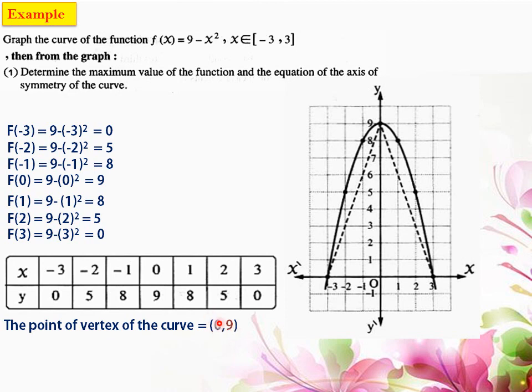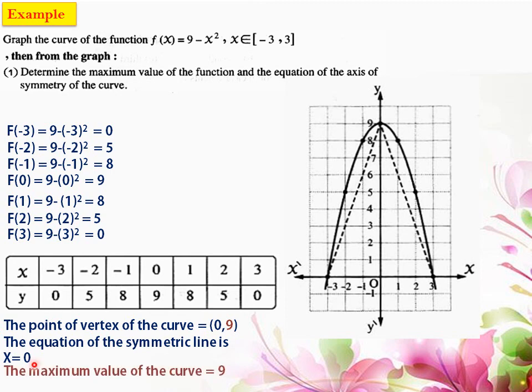And the 0 here, x equals 0, is the equation of the axis of symmetry of the curve. Then the equation is x equals 0, and the maximum value is 9.